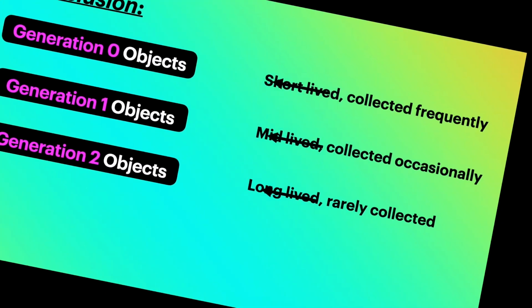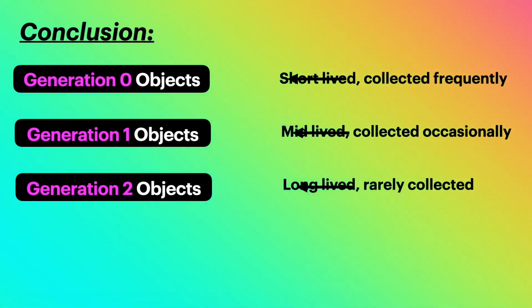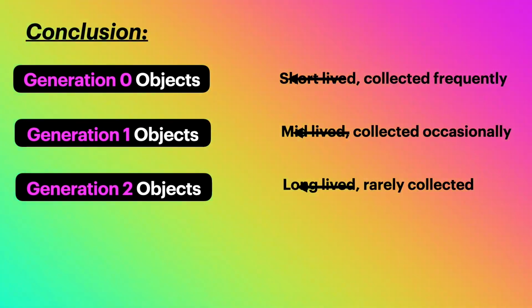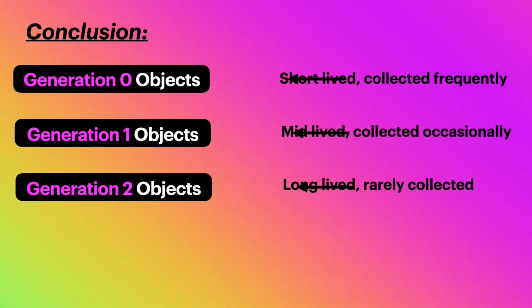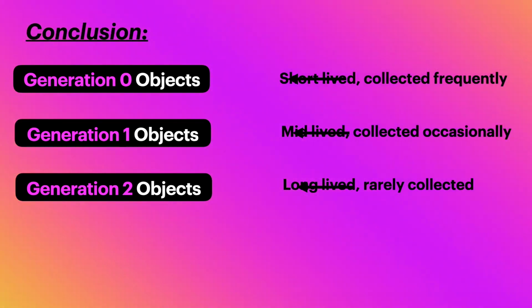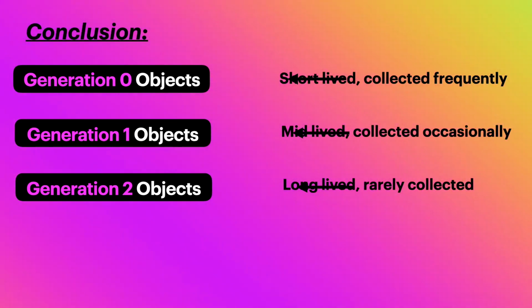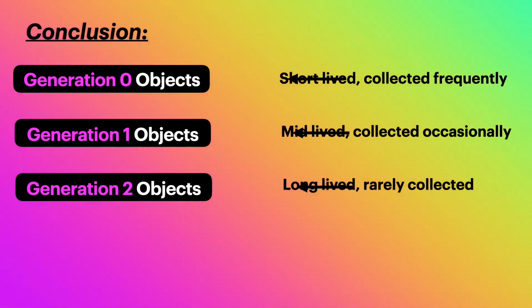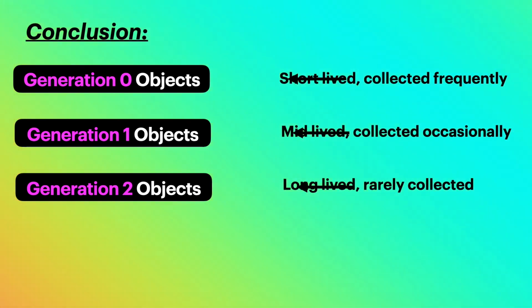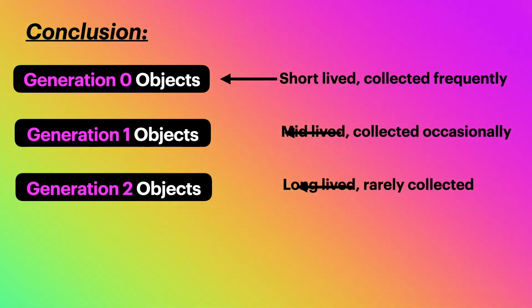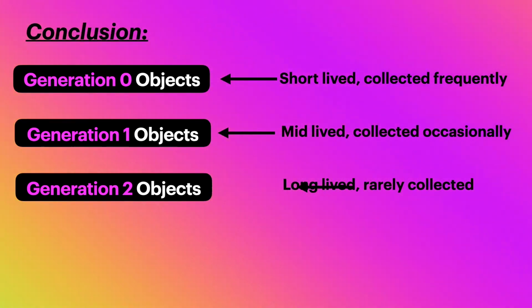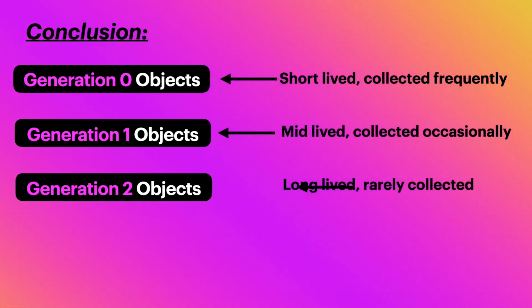Now the conclusion. We have generation 0, 1, 2. Generation 0 holds newly created objects, which are very short-lived and collected very frequently. Once the reference is over from that created object, it gets swept off generation 0, and whatever is left comes into generation 1. Generation 1 is mid-lived and collected occasionally.